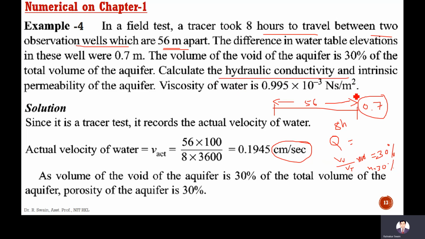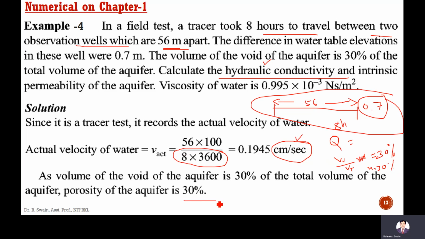Calculate the hydraulic conductivity and intrinsic permeability of the aquifer; the viscosity of water is given. So first we have to calculate this hydraulic conductivity, then intrinsic permeability you can calculate. So here first the actual velocity can be calculated from this tracer test. The actual velocity of water will be 56 meter, you have to convert it into centimeter, 56 into 100 divided by 8 into 3600. It is in 8 hours, so in centimeter per second we have to convert, so it will be 0.1945 cm per second.